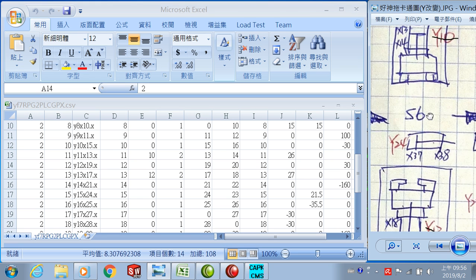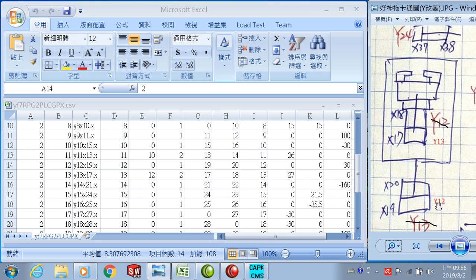Y12, the same. Y13, the same. The other side.